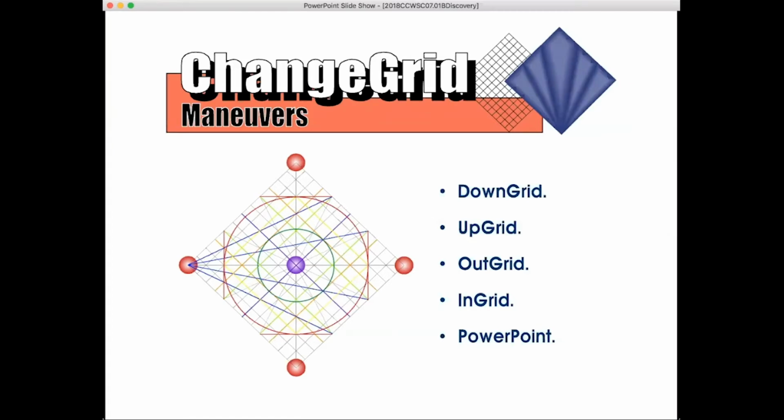And so down grid maneuvers lower tension. Up grid maneuvers move you up grid, so raise tension. Out grid maneuvers move you over to the out grid side of things, over to the right. And in grid maneuvers move you over to the left side of things towards the in-grid quadrant. Power maneuvers move you to that purple spot in the middle, the exact center of the change grid, which is the polar opposite of those 4 red dots that we refer to as the powerless points.